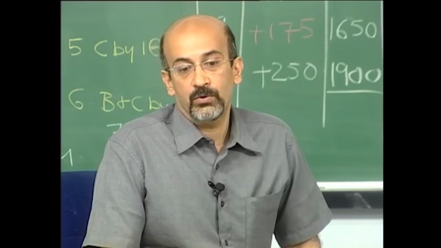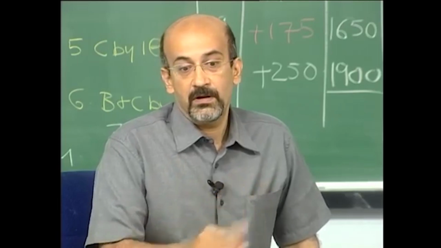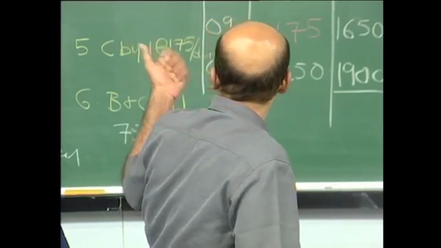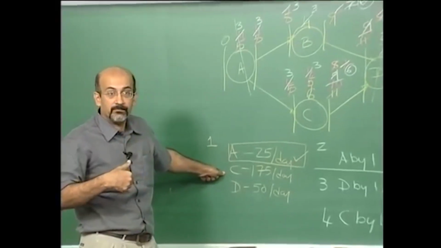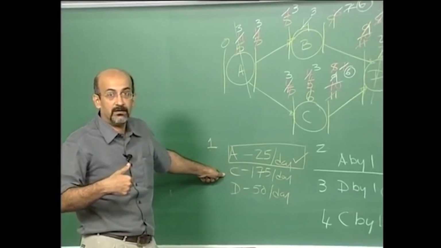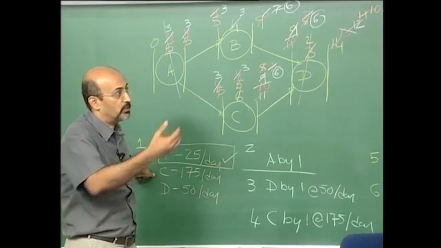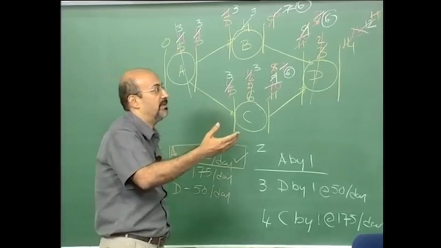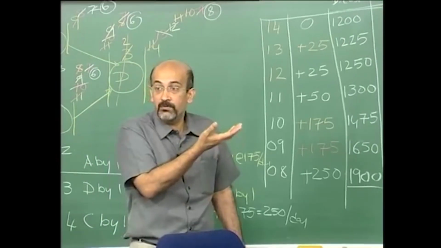Now this is the outer envelope, this is the minimum graph. As you can see here, I do not need to reduce A first, I can reduce in my first step. If I had reduced C first, what would have happened? I would have still got a reduced project duration, but at the expense of additional money. So I can have different graphs of relationships between project direct cost and project duration, but this is the envelope of minimum.